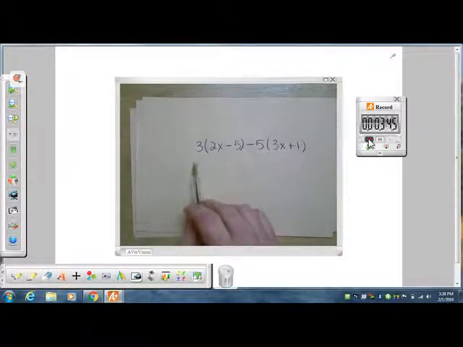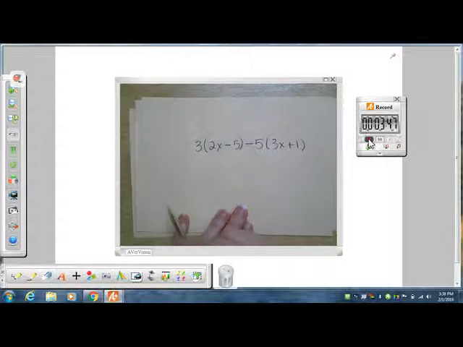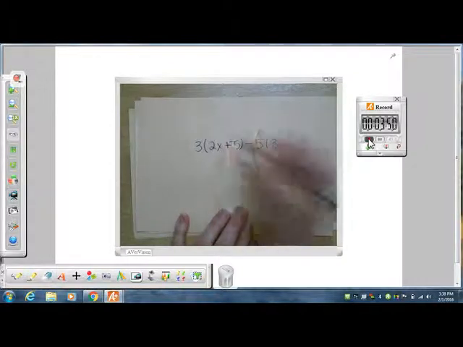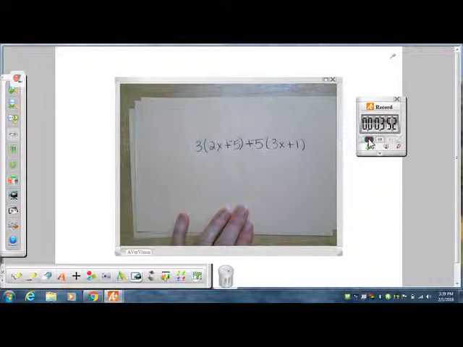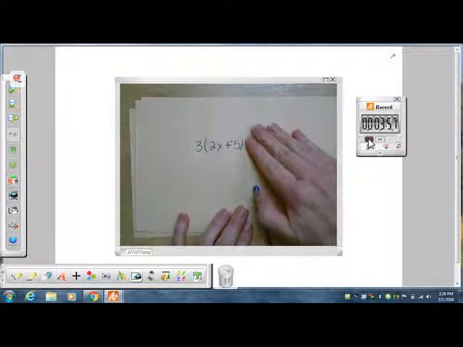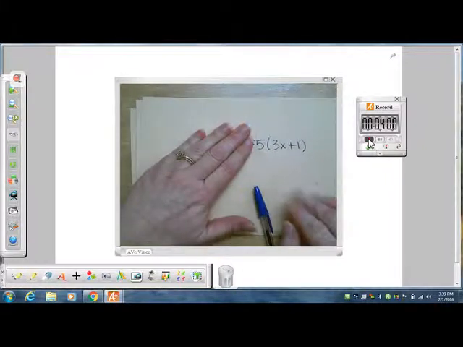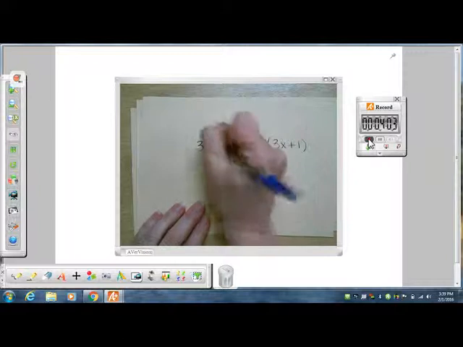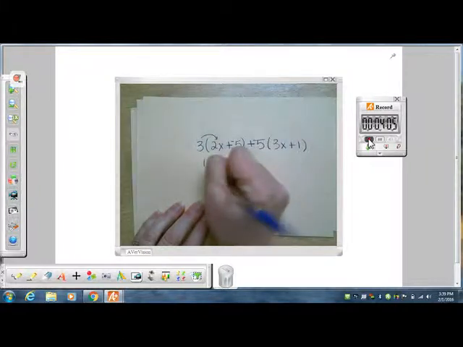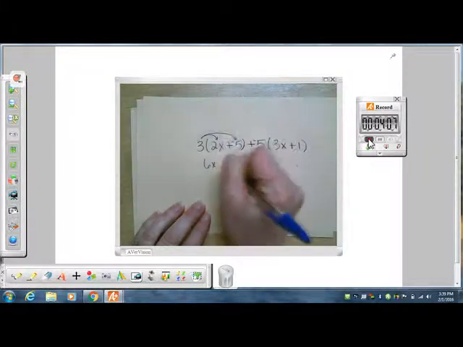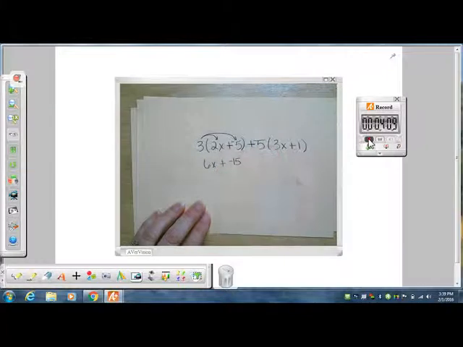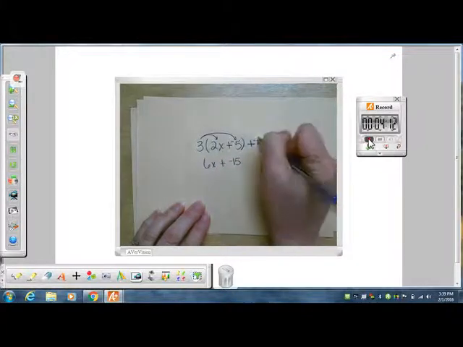One more. This one has like double parentheses. So first things first, I need to get rid of subtraction. So plus negative 5 and plus negative 5 again. And then I'm ready to distribute. So I actually have 2 sets to distribute. I could distribute here, and then I can distribute here. So the first one, I have 6x, and then plus negative 15.